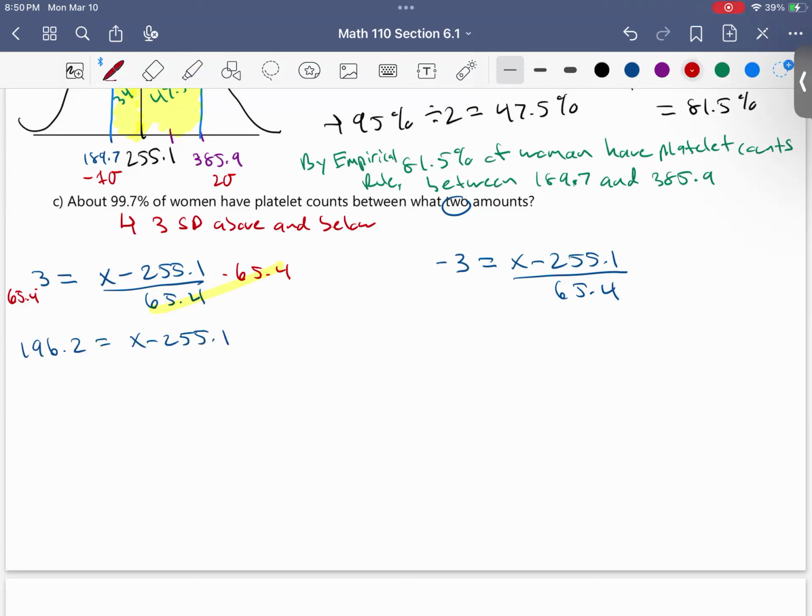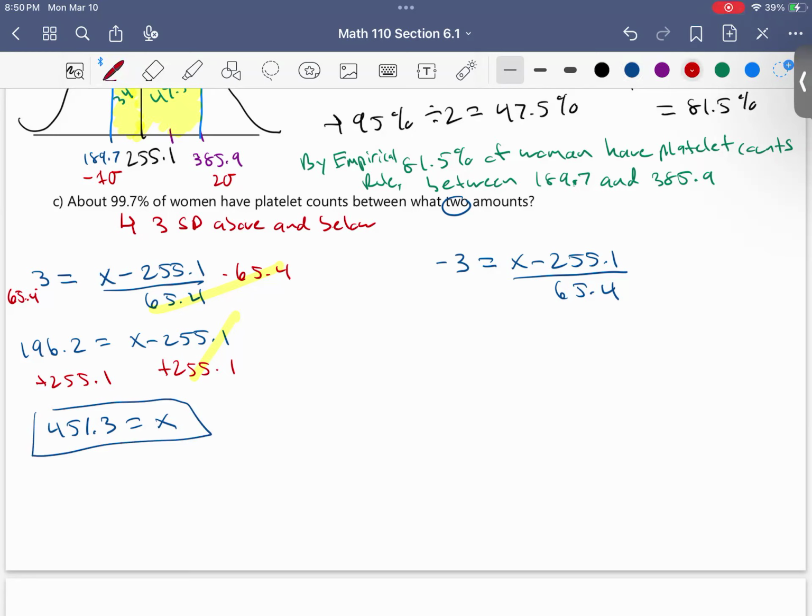Okay, so we still want to get x by itself, so then we're going to add 255.1 to both sides, which cancels that out. And what I'm left with, 196.2 plus 255.1 equals 451.3. So that's our value that's 3 standard deviations above.